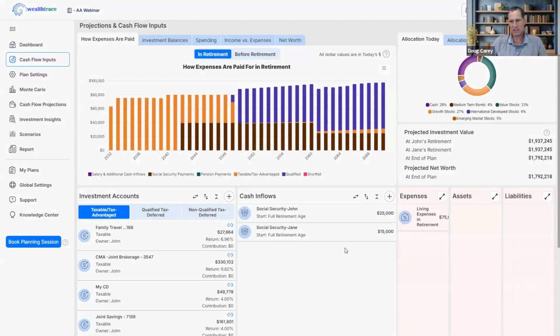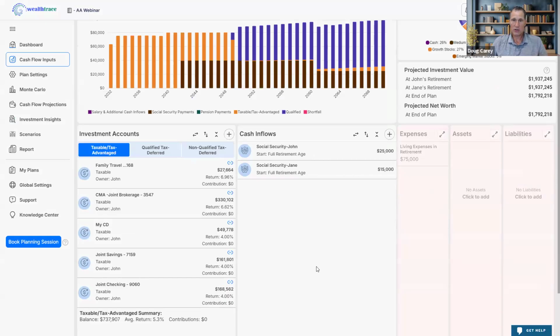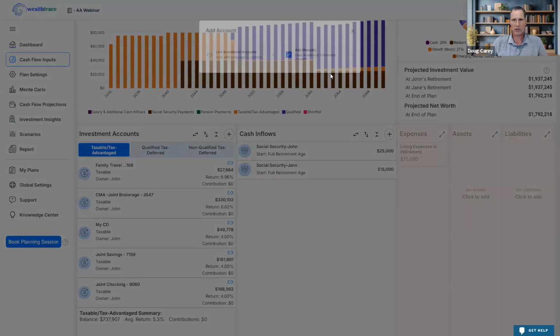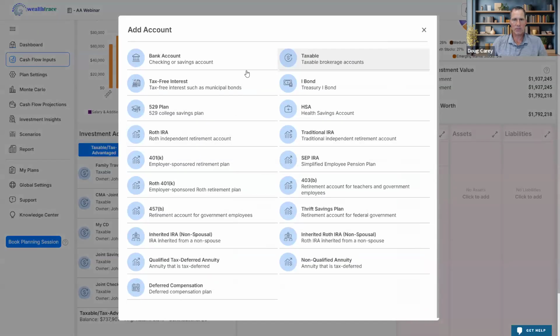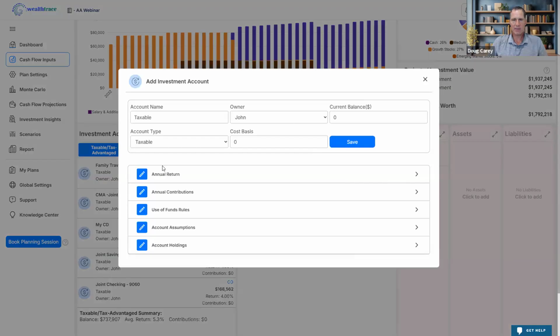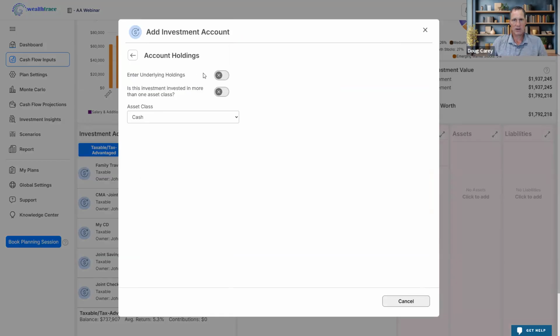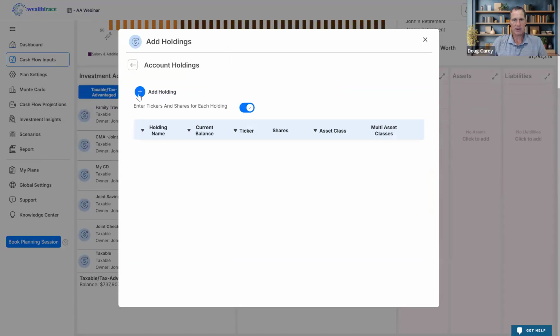Okay, so I also want to mention that you can enter holdings manually into an account. You don't have to link necessarily. It gives a little better information, and it's certainly easier in terms of the labor of it all, but you can add manually. So let me just show you how to do it really quickly. I'm just going to quickly add a taxable brokerage account. I'm in the cash flow input section under investment accounts, and I'm going to go to account holdings. I'm going to say enter underlying holdings, and I can start adding here.